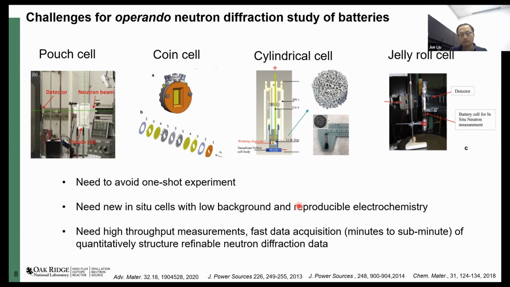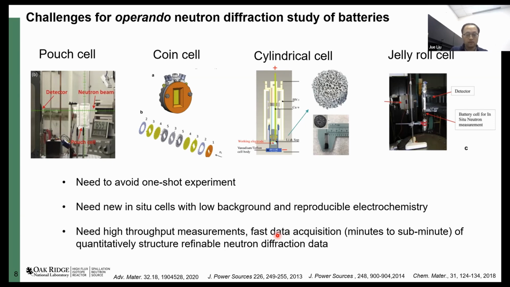So this really calls us to design a new type of in situ cell that can provide not only reproducible electrochemistry, but also very high quality diffraction data simultaneously in a faster data acquisition configuration. So this also needs to be high throughput. The reason we need high throughput, as many of you know, is that neutron diffraction, or neutron sources in general, is a very scarce source.